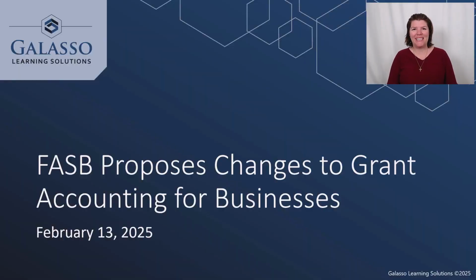My name is Melissa Galasso, and today we're going to talk about a topic near and dear to my heart, which is government grants. However, normally when we talk about government grants, I talk about grant accounting under 958 for nonprofits. Today, it's going to be a little different. Today, we're going to look at a proposal that the FASB has put out there to change the accounting for grants for for-profit entities or business entities.